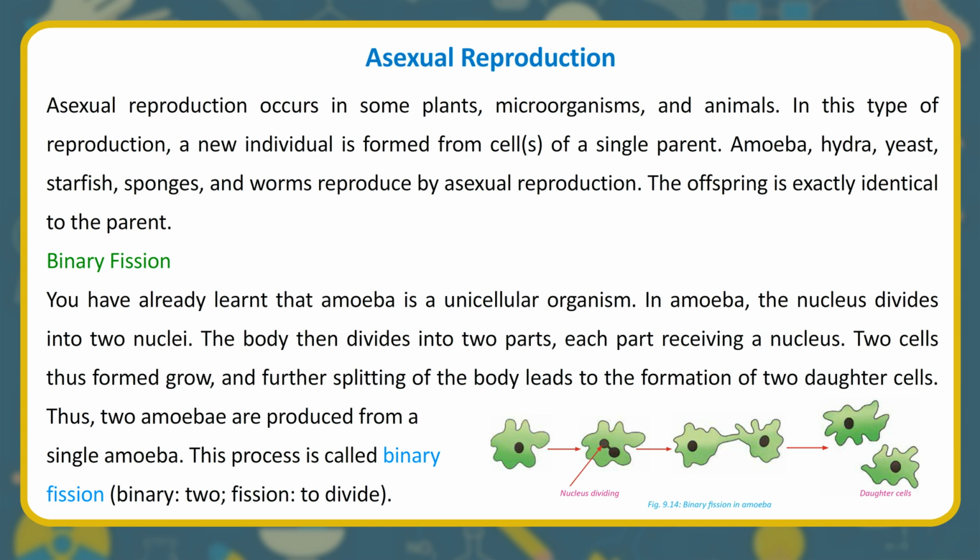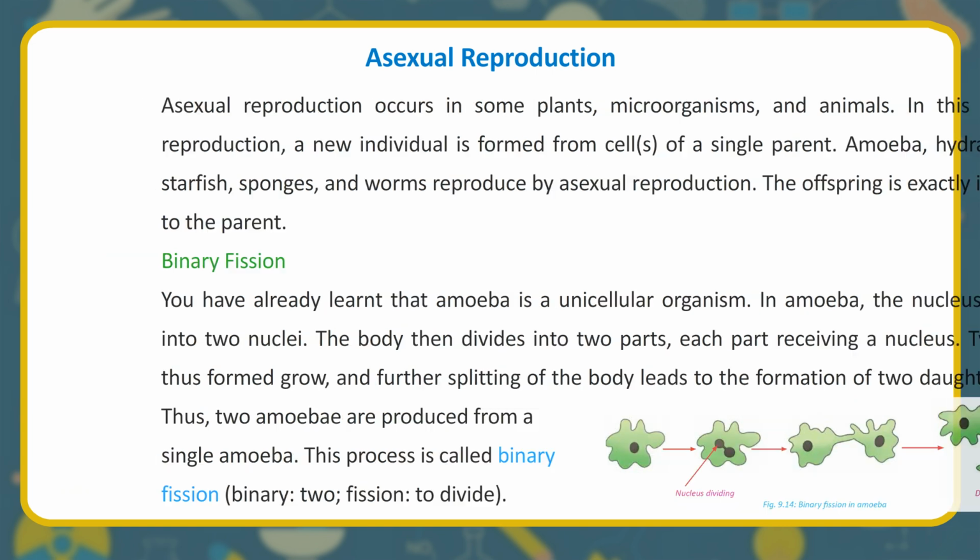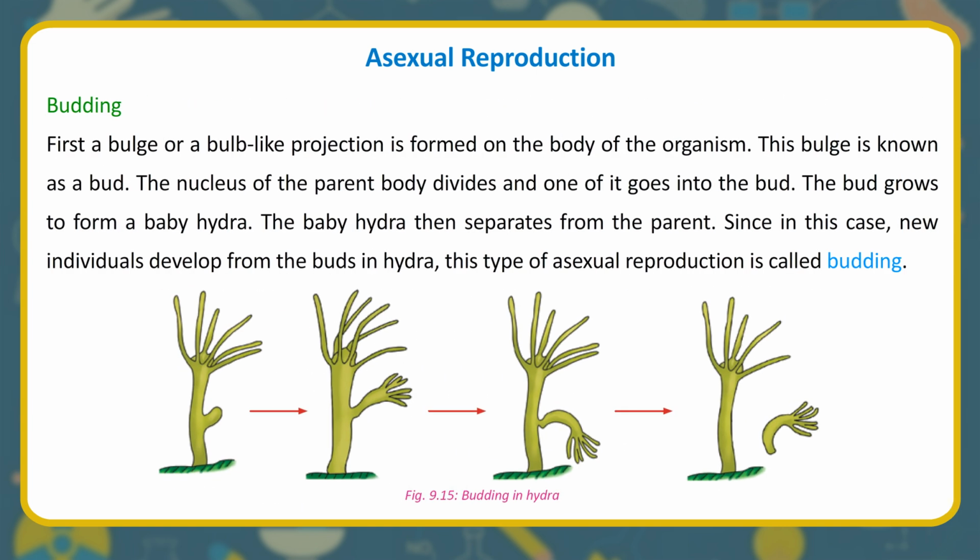Binary, 2, fission, to divide. Binary fission in amoeba. Nucleus dividing. Daughter cells. Budding. First, a bulge or a bulb-like projection is formed on the body of the organism. This bulge is known as a bud.